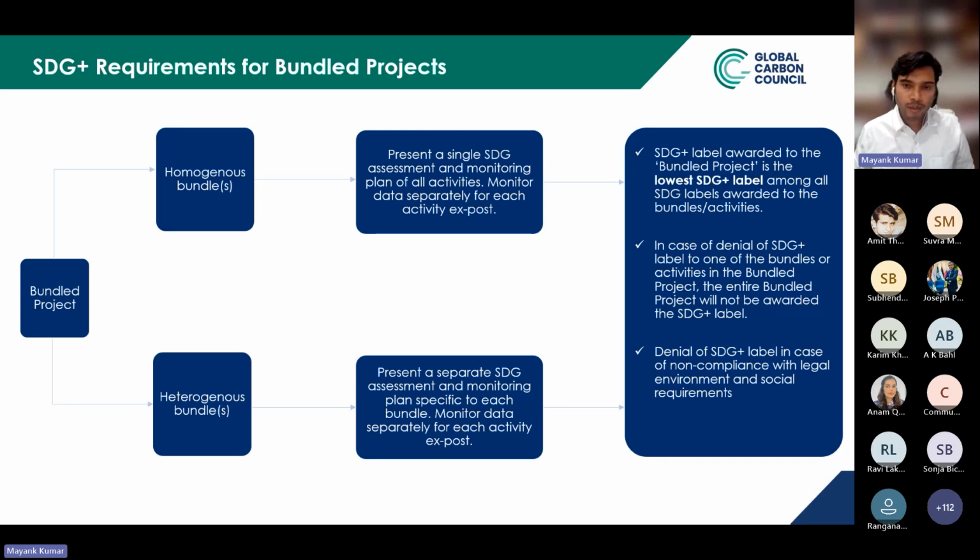Again, there are rules for bundles. If there's a bundle project, the lowest label that is achieved at the bundle level will be awarded. So for example, with a wind solar hybrid, if wind achieves silver and solar achieves bronze, then you get bronze for the entire project activity. And if you are being denied a label for the legal, social, and environmental part, the negative part, you will also not get SDGs. Anyway, it doesn't make sense, because the registration issue is not allowed anyway. But from the technical perspective, no SDG label is awarded if you do not comply with the legal, environmental, and social requirements as well.